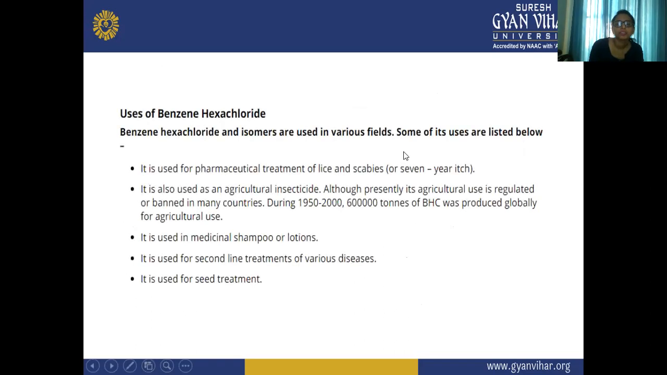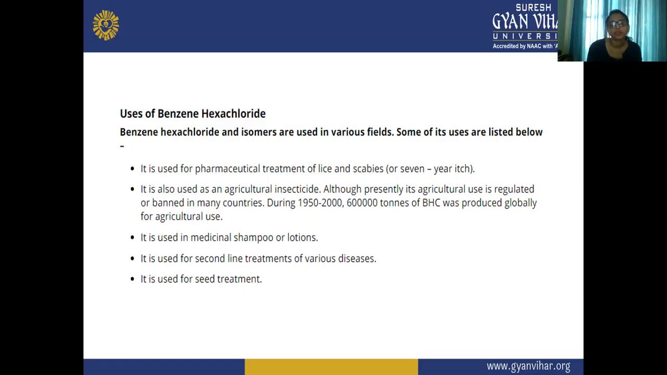So, uses of benzene hexachloride. The uses of benzene hexachloride and its isomers are in various fields. Some of its uses are listed below. It is used for pharmaceutical treatment of lice and scabies, and it is also used as an agricultural insecticide, although presently its agricultural use is regulated or banned in many countries.